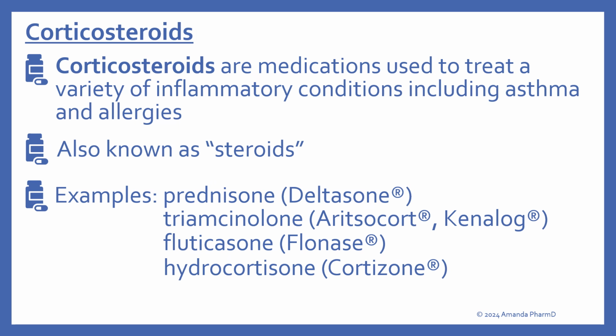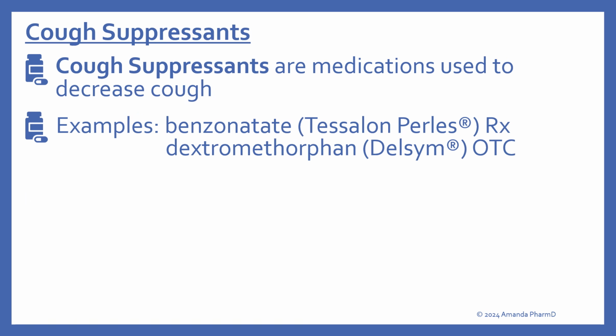Next are the corticosteroids. Corticosteroids are medications used to treat a variety of inflammatory conditions, including asthma and allergies. They're also known as just steroids. Some examples include prednisone, brand name is Deltasone, triamcinolone, its brand name is Aristocort or Kenalog, fluticasone, brand name is Flonase, and hydrocortisone, brand name is Cortisone.